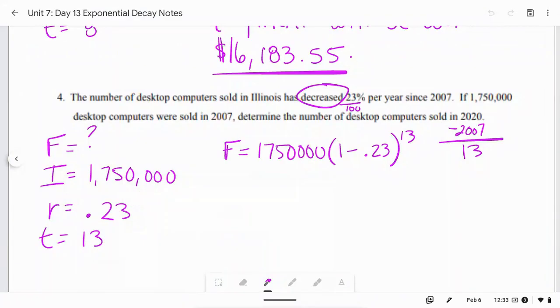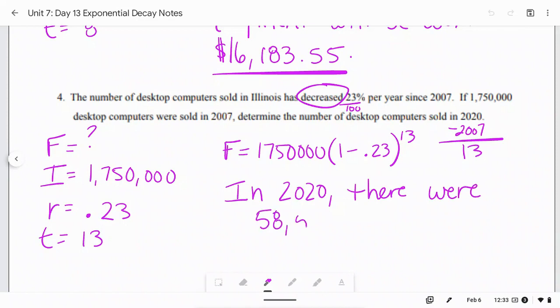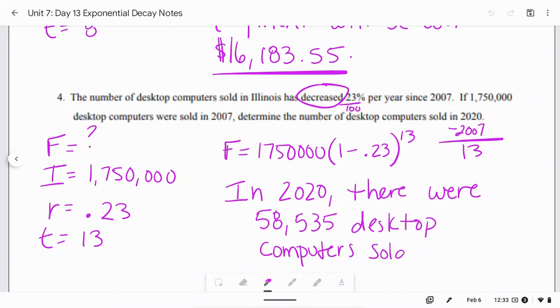So in a sentence, I would say in 2020, there were 58,535 desktop computers sold. So hopefully this topic was pretty easy.